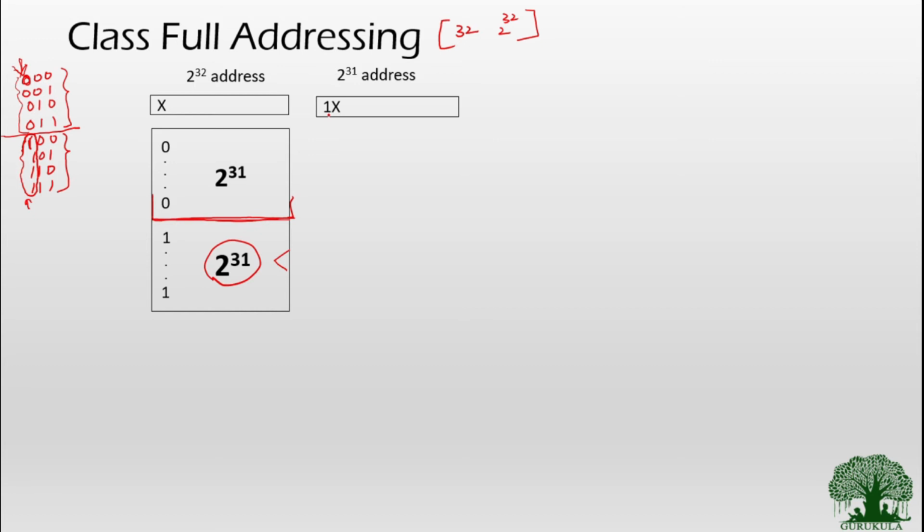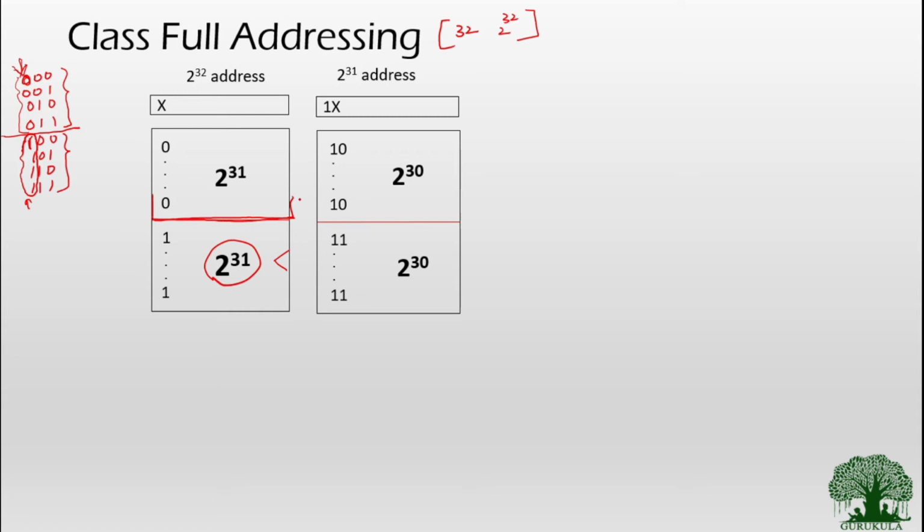Again, I want to divide this into two groups, so I will have to take another bit. Here again I will have 0 and 1, so I get two groups. The first group will start with 10, and the second group will start with 11. Now 2 bits are allocated for grouping, so I will have 2 power 30 addresses remaining in hand in the second group also.